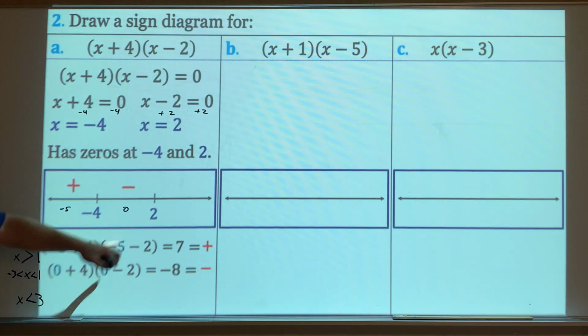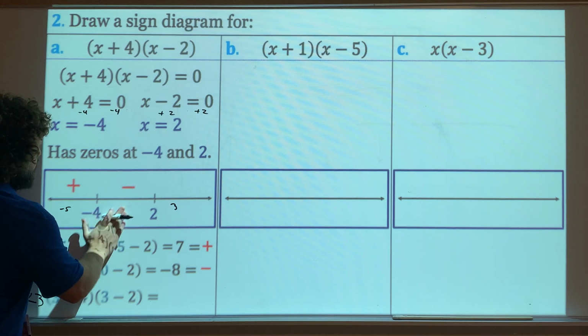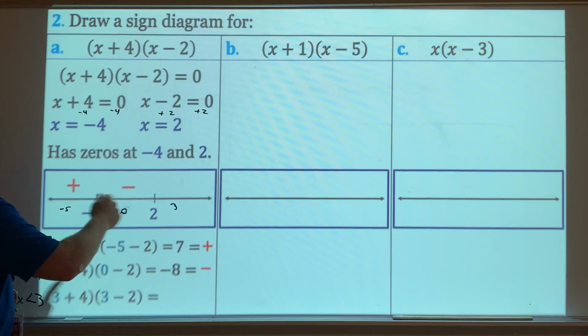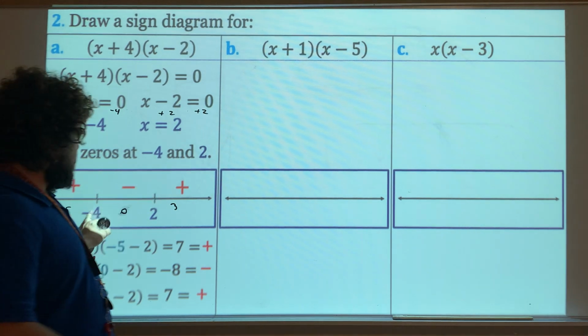All right, so let's pick a number bigger than 2. Pick 3. Still pretty small. And as long as it's to the right of it. Now, you don't really have to write the stuff in here I'm writing in. I'm just showing you why I'm picking these numbers. 7 times 1 is 7. Answer's positive, so there's your sign curve. Plus, minus, plus, and you have your -4 and your 2.